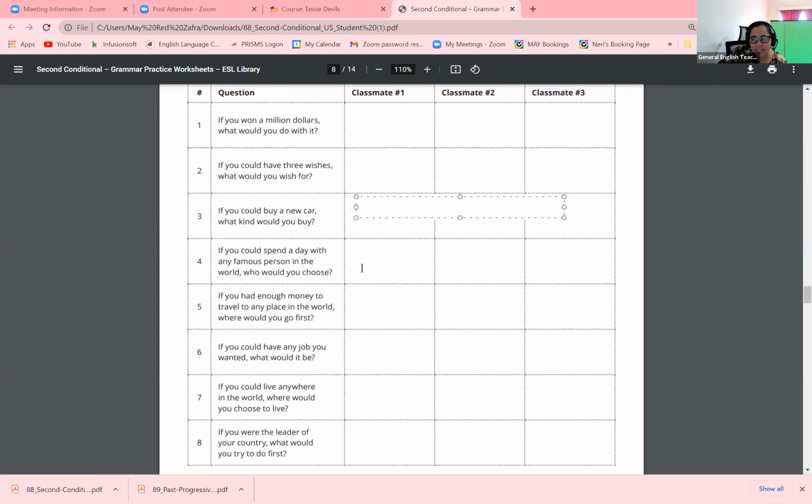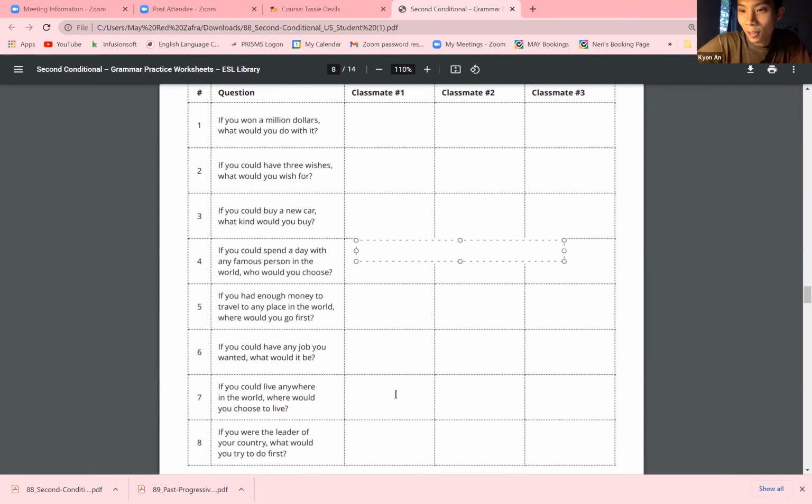This is a funny one. If you could spend a day with any famous person in the world, who would you choose? Kyon, if you could spend one day with any famous person in the world, who would you choose? Maybe the Dr. Dolittle actor, Robert Downey Jr. Yeah, I don't know how to talk with anyone. He is also the Iron Man actor.